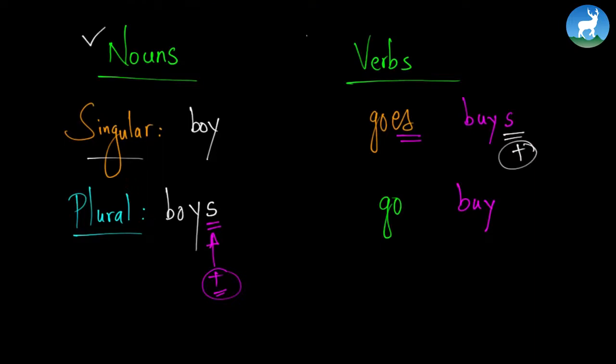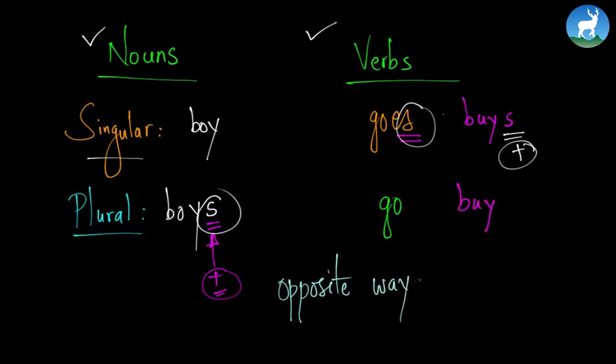So nouns and verbs, they make plurals in opposite ways. Nouns form plurals by adding s, while verbs form singular by adding s. So just the opposite way. You see, they form singular and plural the opposite way. So this was the quick review. Now let's revise rule number 1. Then we'll go and study different rules in detail.